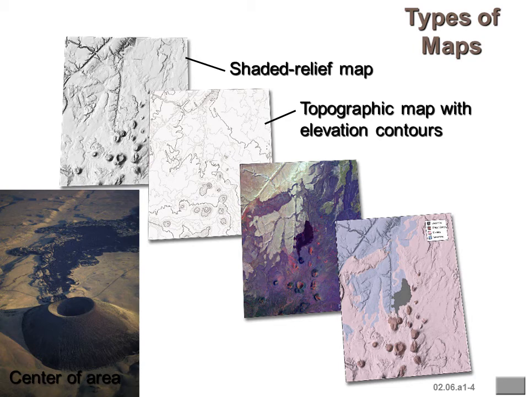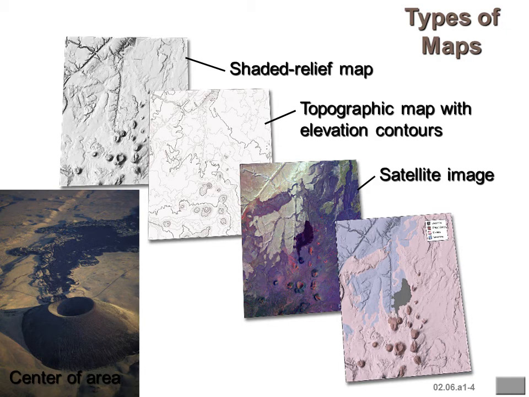So one line will wrap around a mountain, and that all represents 500 feet above sea level. And then you'll see another one closer to the peak, and that circles around the peak, and that's closer to 600 feet above sea level. Okay, so each line represents a certain elevation, a certain height above sea level.